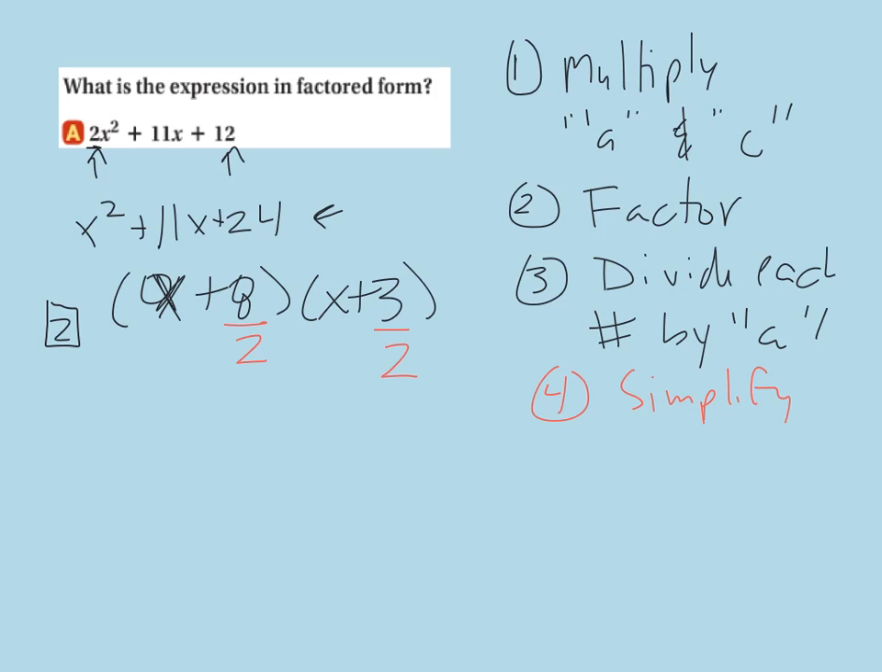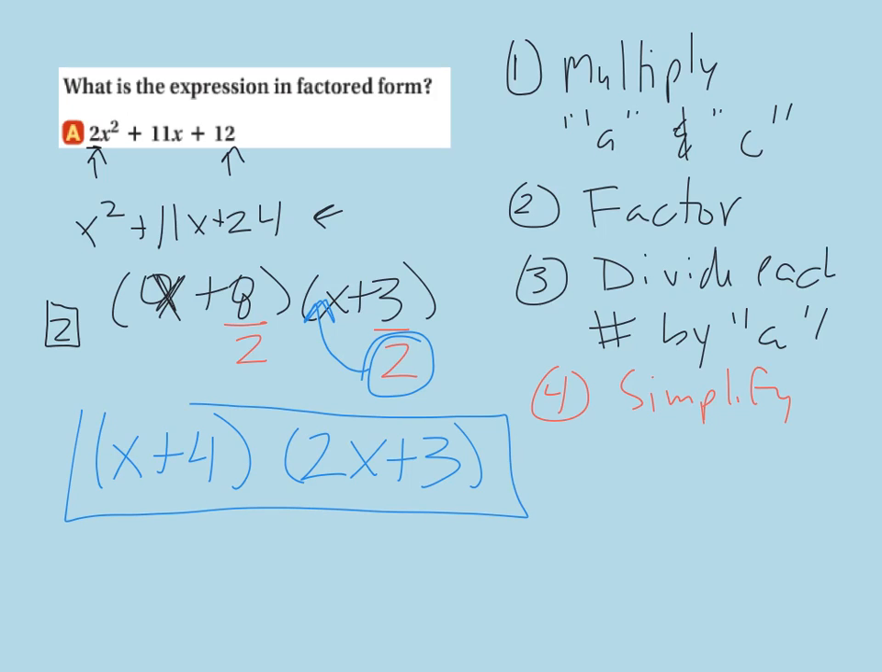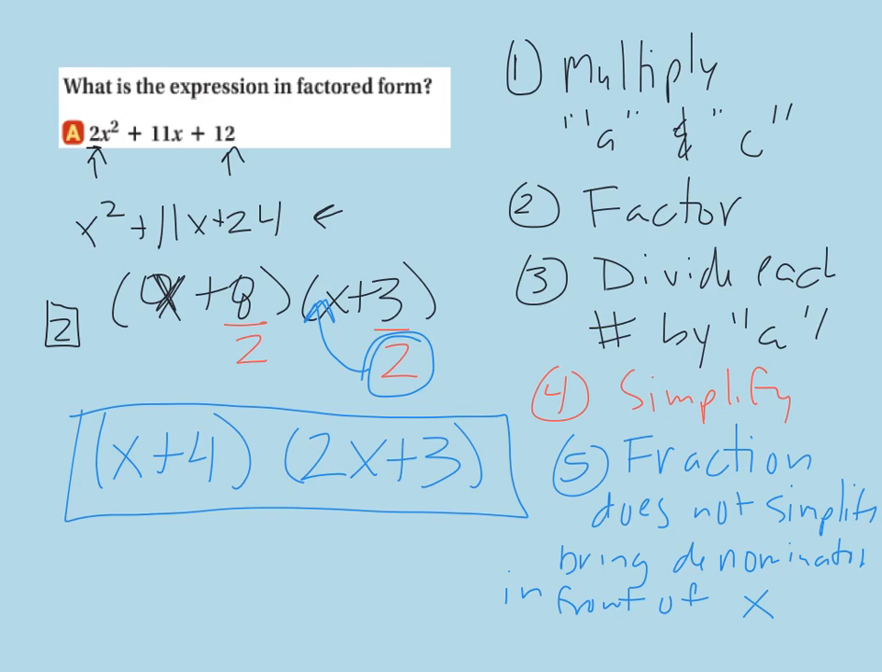If I look at this first one, 8 divided by 2 simplifies to x plus 4. The second one, 3 divided by 2, does not simplify, so I'm going to bring the 2 out in front of x. So it would be 2x plus 3. And this would be my factored form. Again, if the fraction does not simplify, bring it in front of x. You should be writing down those 5 steps.